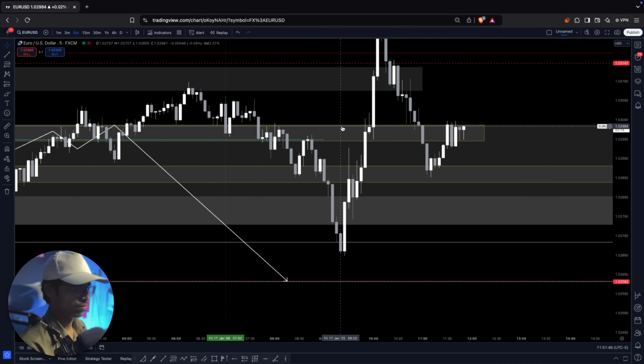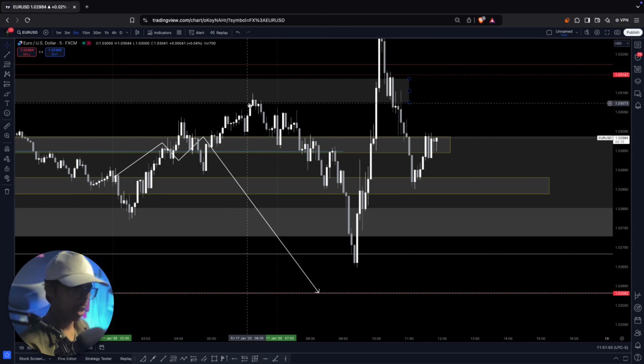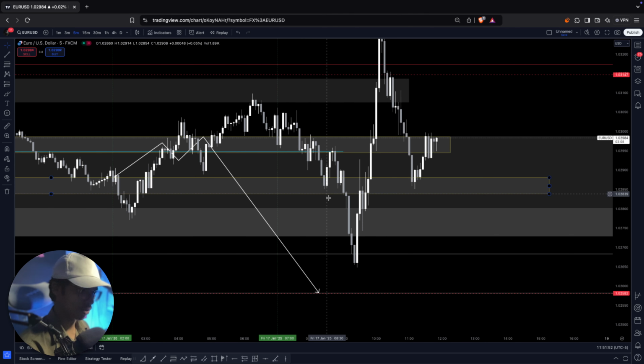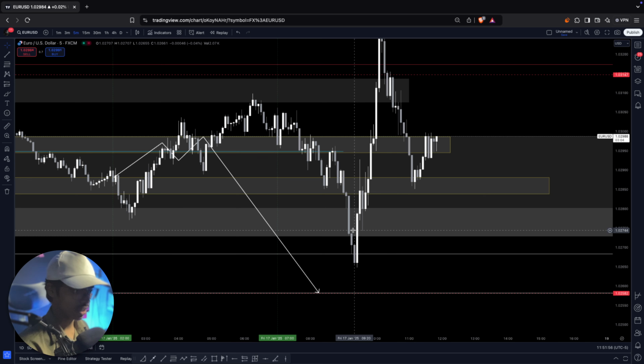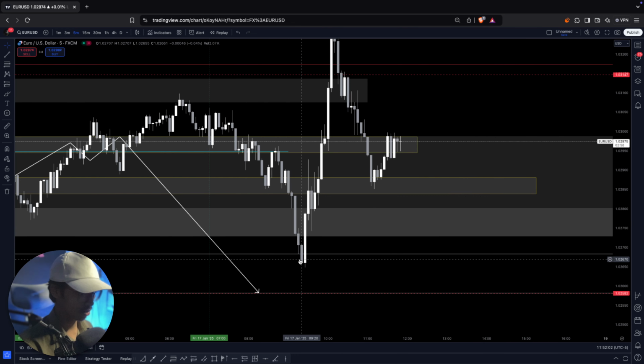Now, where's my point? It was rallying upward, and in the New York session it started rallying downwards. After the London kill zone ended, nearly around 9:20, within 20 minutes it gave the lowest price. Got it? And this particular EQ is actually the equilibrium price. Got it?